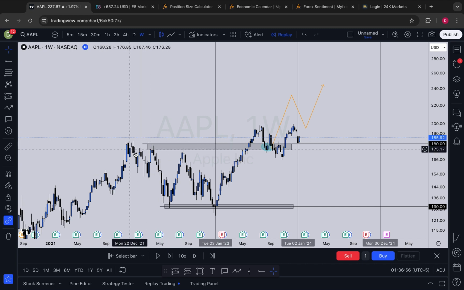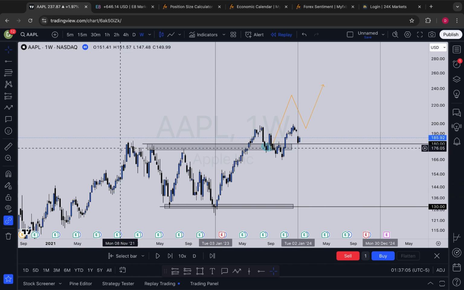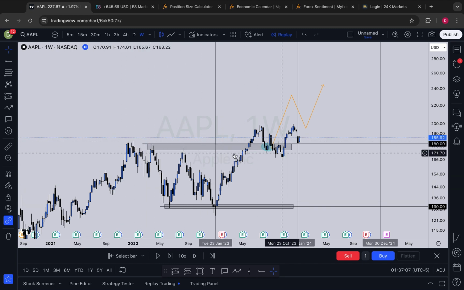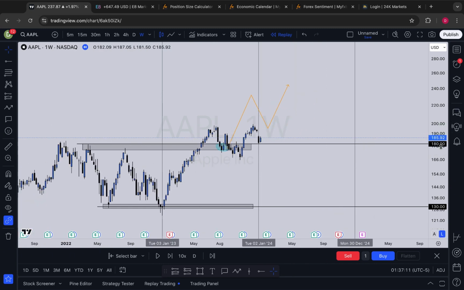You can just tell by how price kind of reacts. This area was respected a lot. So this is $183. So this whole area was respected. Probably could have drawn a different type of box, but this area as a whole was respected to a degree. But I just said $180 to make it easier.